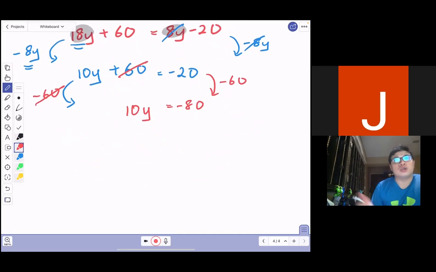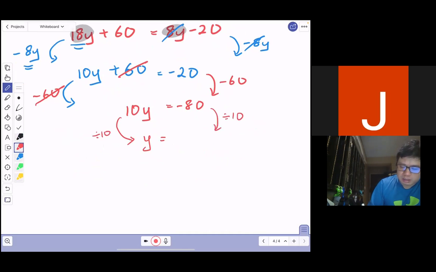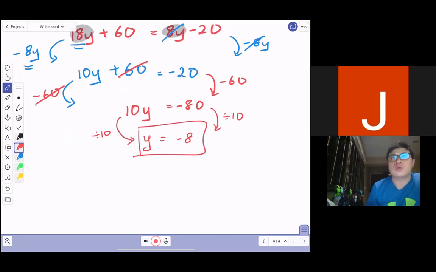Last one, in order to make y the subject, you currently have 10y, so just divide by 10. Divide by 10. Negative 80 divided by 10 is negative 8. So your answer is y equals negative 8. Okay, thank you.